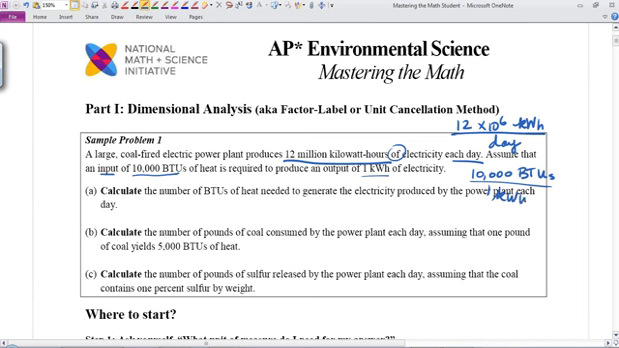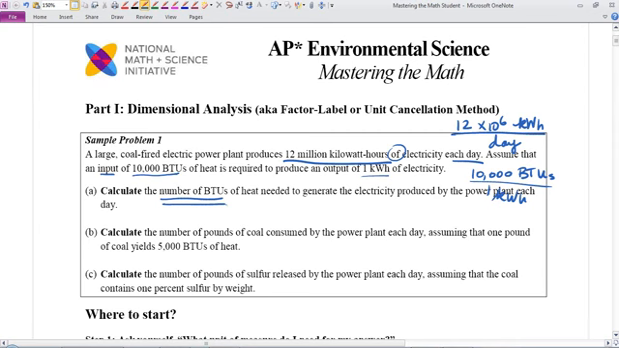So the first thing they want us to do is calculate the number of BTUs of heat needed to generate electricity produced by the power plant each day. So it's also useful if you know what your target is. So I mark all over the problem. Students that mark all over the problems at the actual AP exams actually score better than students that don't. This is my personal observation from having scored the AP chemistry exams for many years, which also have a lot of math problem types within them.